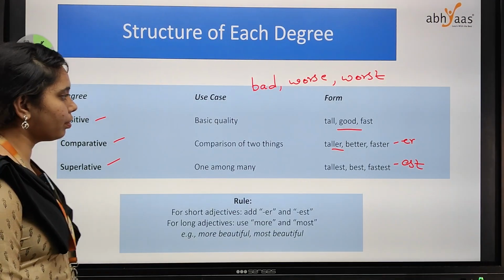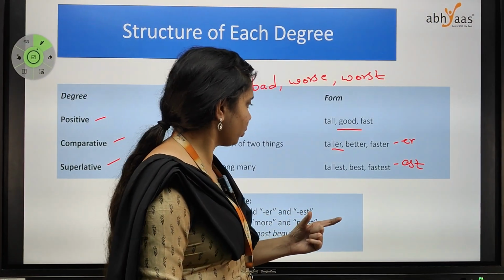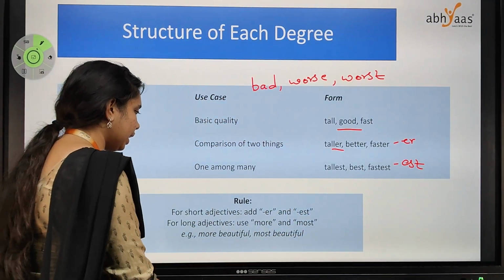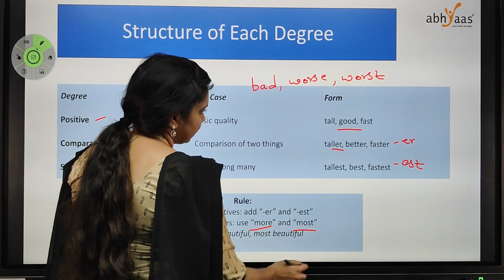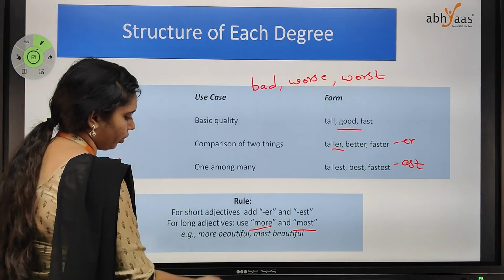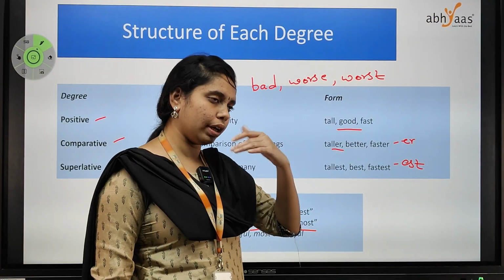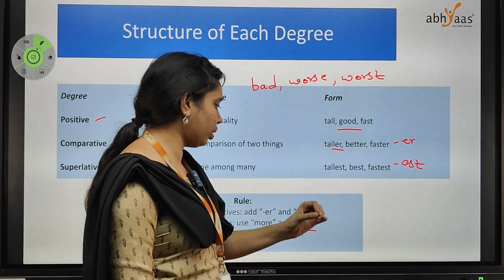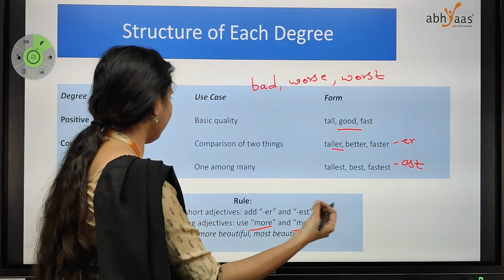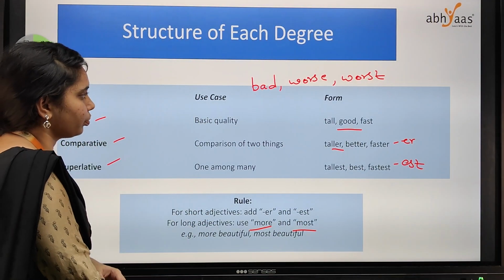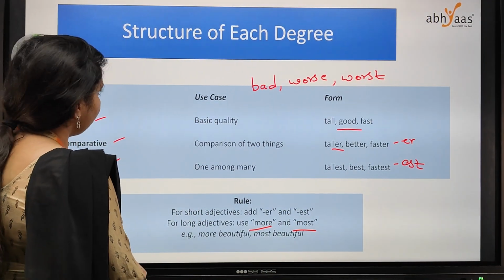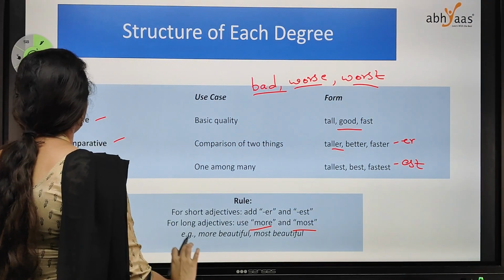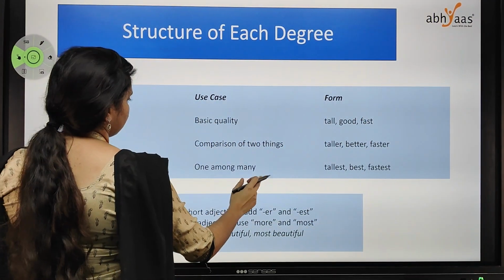Also, when you have an adjective which contains more than 2 syllables, it takes more and most instead of ER and EST. For example, beautiful: more beautiful, most beautiful; intelligent, more intelligent, most intelligent. Generally it is 2 or 3 syllables. And sometimes you'll have adjectives which change their whole form. Have this in mind while answering these questions.